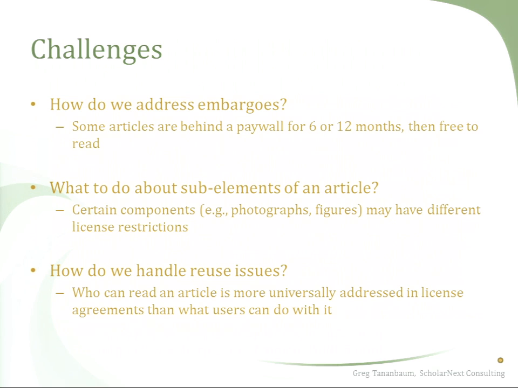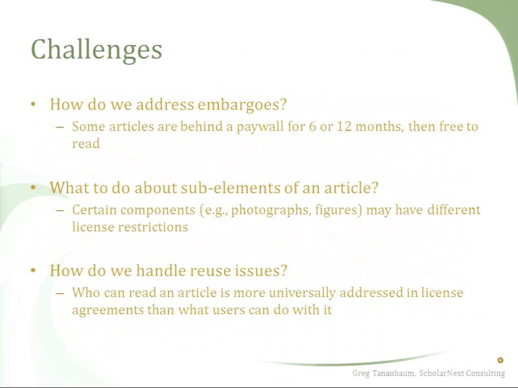What do we do about the sub-elements of an article? So certain components, a figure, or a table, or a photo within an article may, in fact, have different license restrictions than the overall article. So a scholar might want to use a visual element from some article. The overall article has a CC BY license associated with it, but the sub-elements may have some entirely different set of restrictions. And almost never is that marked in a clear fashion. So do we even want to get into that thicket? Can we get into that thicket?